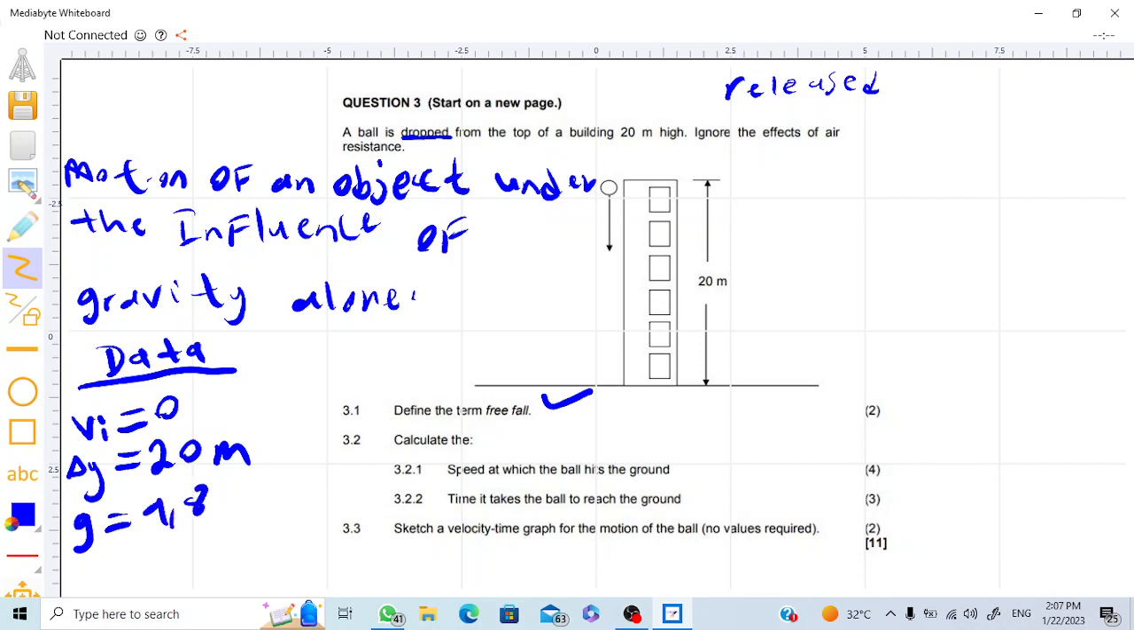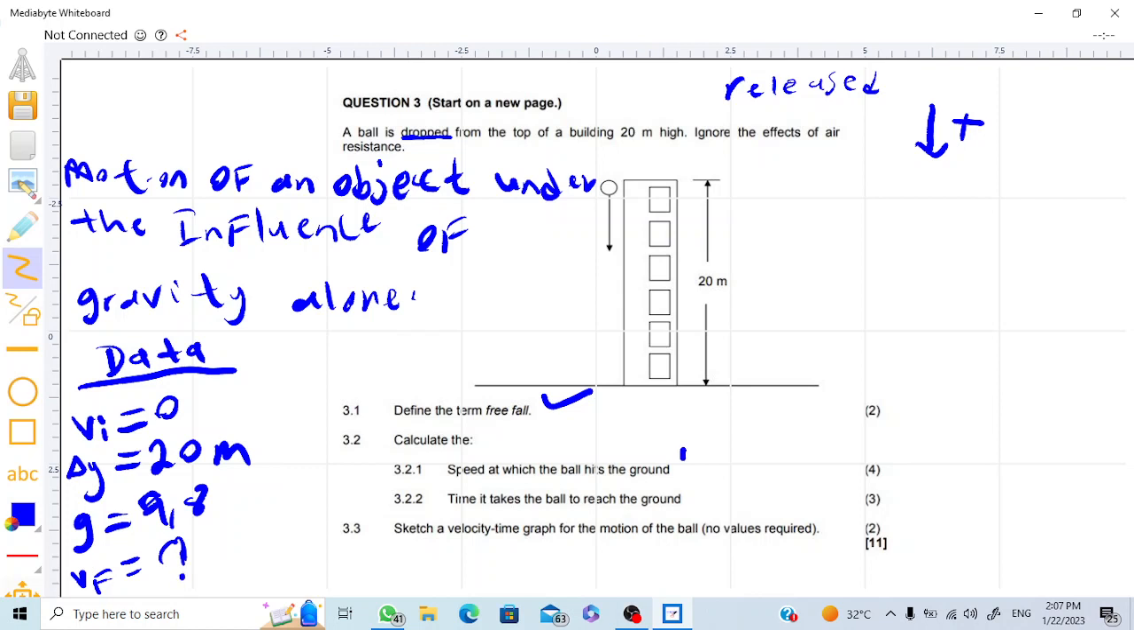By the way, take downwards as positive. That's what I assume. You can assume the other way around. You can assume upwards as positive. It's up to you. But if you assume upward as positive, then gravitational acceleration will be a negative value, because it is always 9.8 meters per square second downwards. Now the final velocity with which it hits the ground, Vf, is equal to unknown.